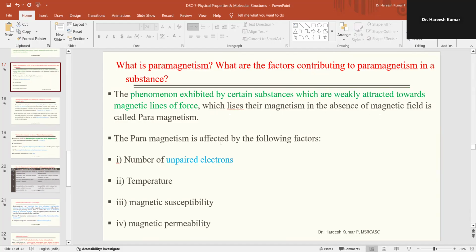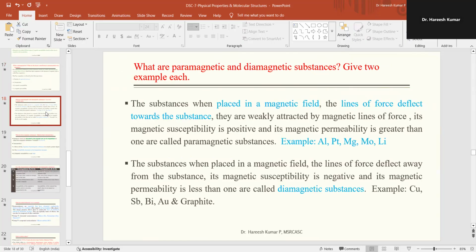Paramagnetism is affected by the following factors: number of unpaired electrons, temperature, magnetic susceptibility, and magnetic permeability. So I will go to the next slide.